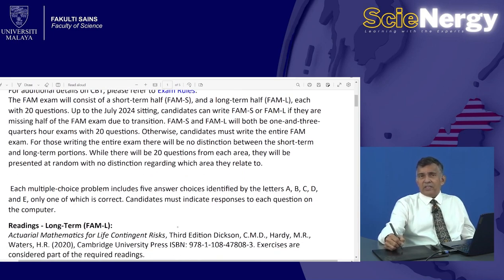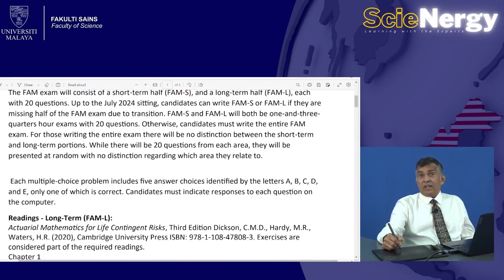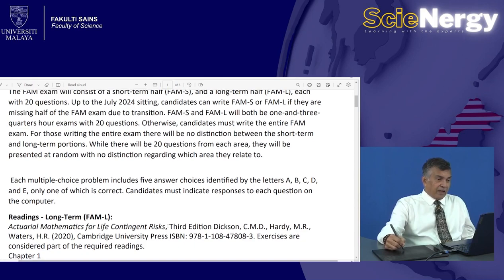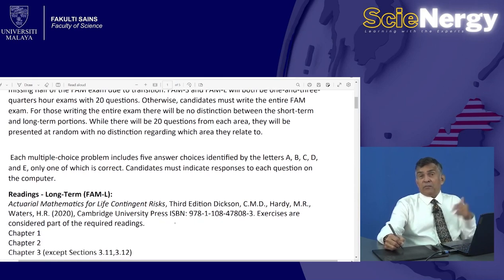You have A, B, C, D, E, right? If you can rule out 3 of the answers, and if you don't know which one it is, just make a guess, right? You have a 50% chance of getting it right. So anyway, let's leave there. Okay, enough about the exam.